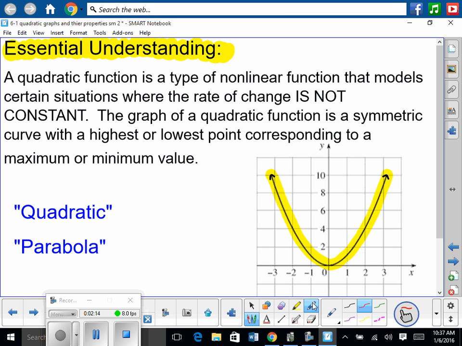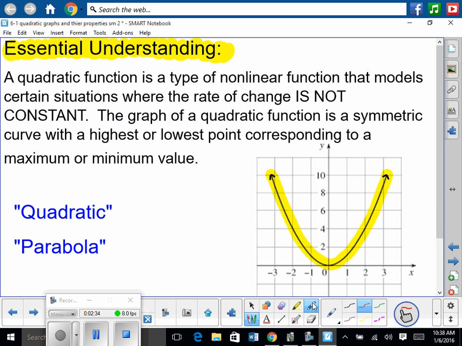So a quadratic function is a type of nonlinear function. Now remember, a linear function is a straight line. The rate of change is increasing or decreasing at the exact same rate. That's with a line, right? Rise over run, rise over run, rise over run. It's the same every time. But quadratics, this is not true. The rate of change is not constant.